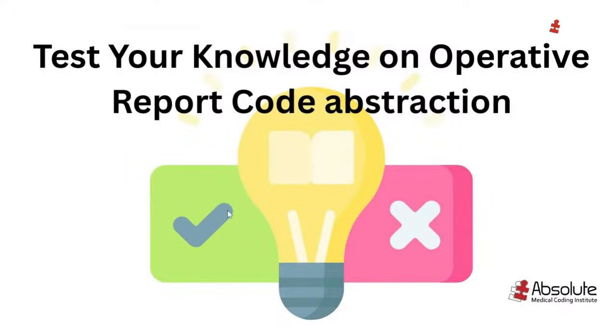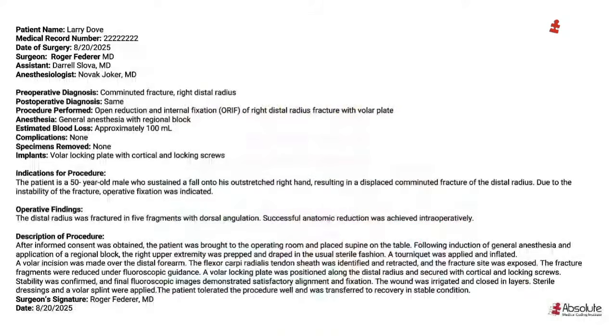I do. All right, so now we're getting ready to get started. I only have 30 minutes, so let's test your knowledge on operative report code abstraction. This is where I do my thing: I'm going to read it and show you how I'm abstracting. Then I'm going to give you 30 minutes with your scenario, and you can also code along as well.